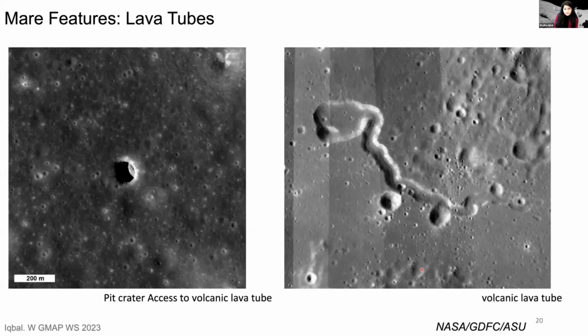Then we can also see some volcanic tubes, or lava tubes. Sometimes we find a rimless, ejecta-less crater in the Mare area, which is an indication that there is a volcanic tube present there. And normally we see them as sinuous rilles in the Mare deposits.